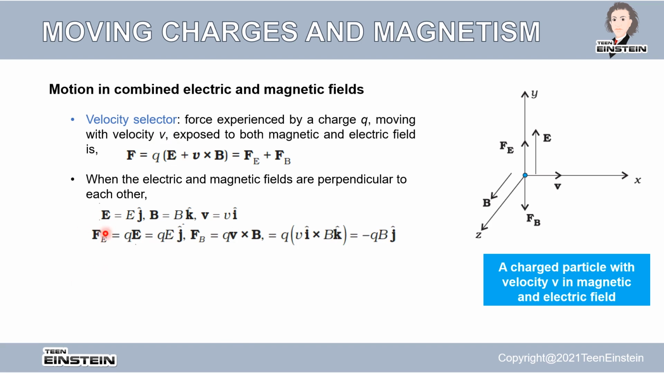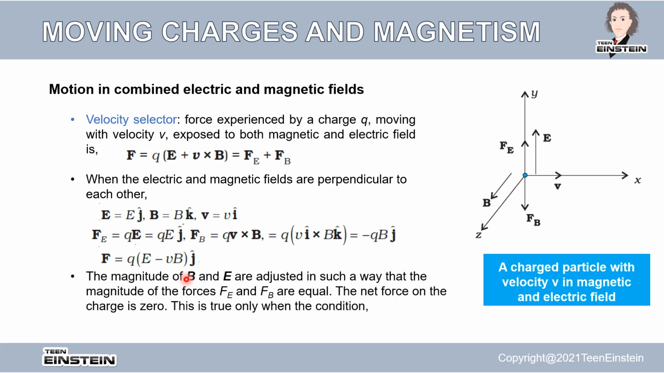Now let's substitute these quantities in this particular equation and see what happens. Fe becomes qE j cap. Fb becomes q V cross B. V is nothing but V i cap multiplied by B k cap. If you take i cross k, it is minus j, and you can take qVB outside. Then what you get is minus qVB j cap. So you take the overall force equal to q multiplied by (E minus VB) into j cap. So this is the overall force that is acting on the particle.